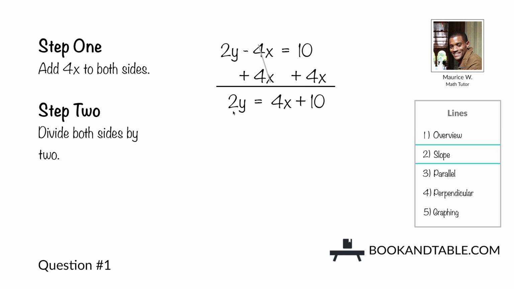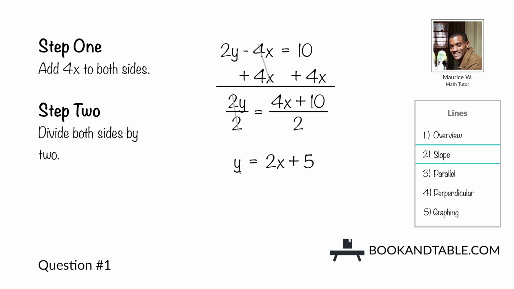Now we want to get rid of this coefficient 2. So step 2, divide both sides by 2. That gives us y on the left side. 4x divided by 2 is 2x. And positive 10 divided by 2 is positive 5. So now we have the equation of the same line. This is equivalent to this.